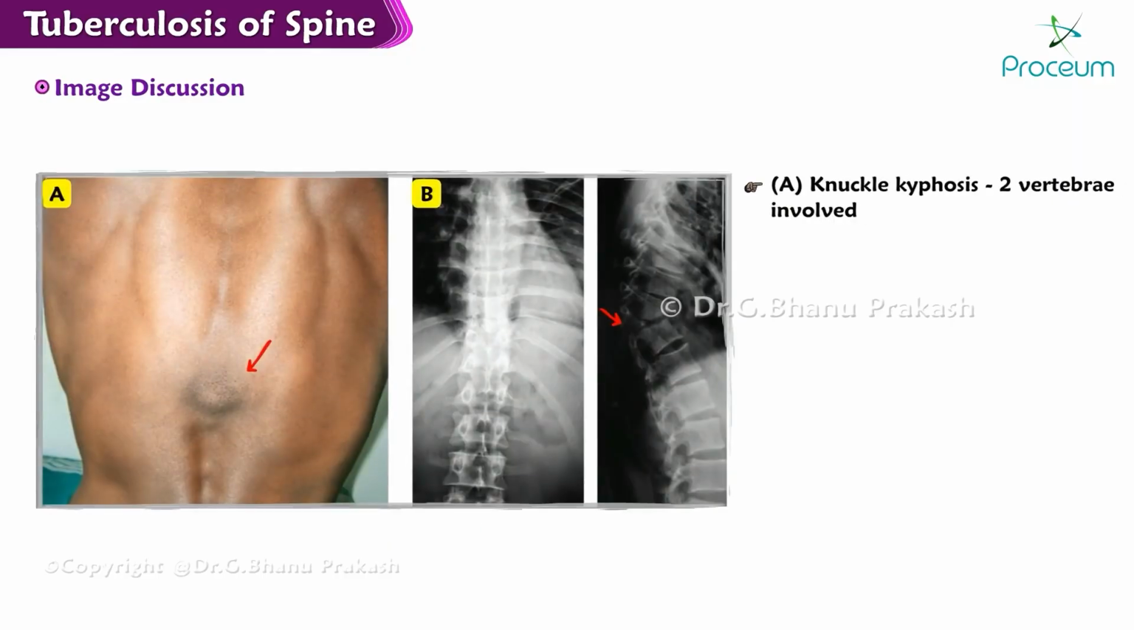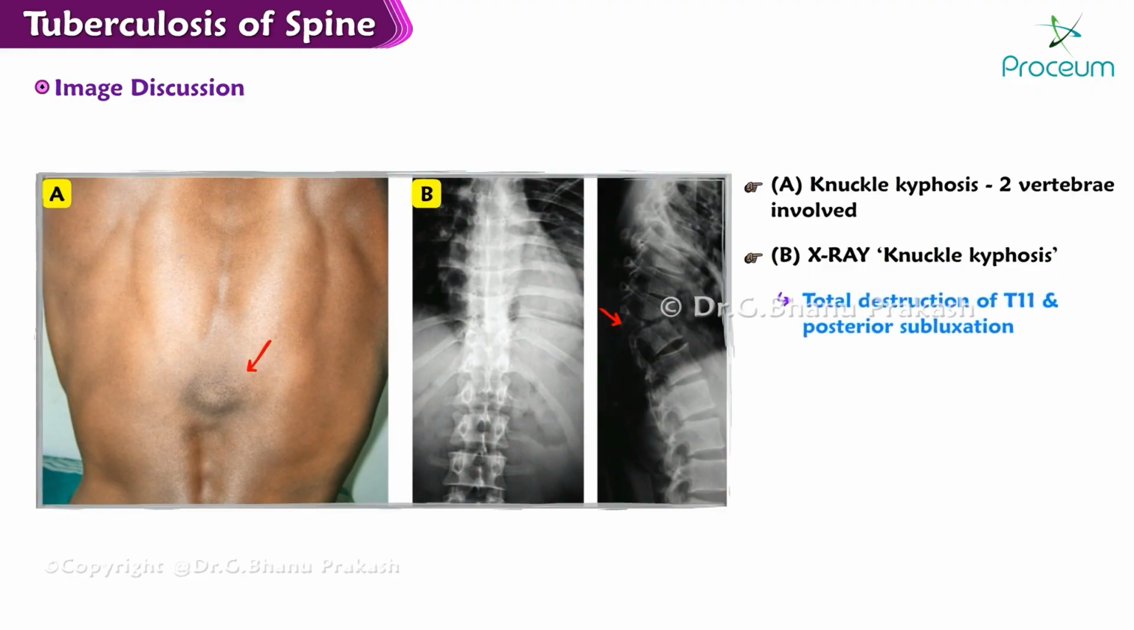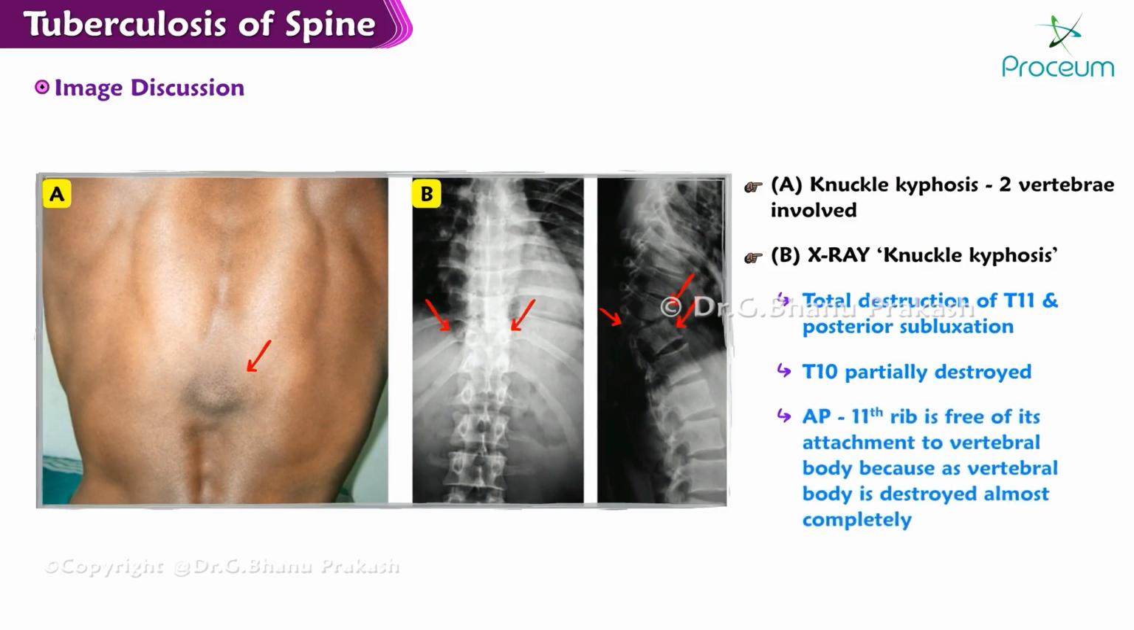A. Clinical picture, and B. Radiograph of a knuckle kyphosis. Note near total destruction of T11 and posterior subluxation. T10 is partially destroyed. Altogether, 2 vertebrae are involved, resulting in a knuckle kyphosis in the anteroposterior view. Note that the 11th rib is free of its attachment to the vertebral body, because the vertebral body is destroyed almost completely.